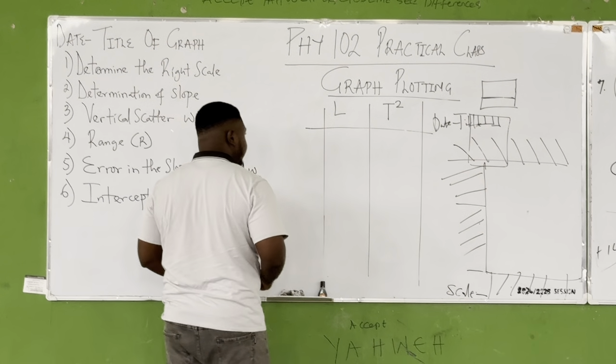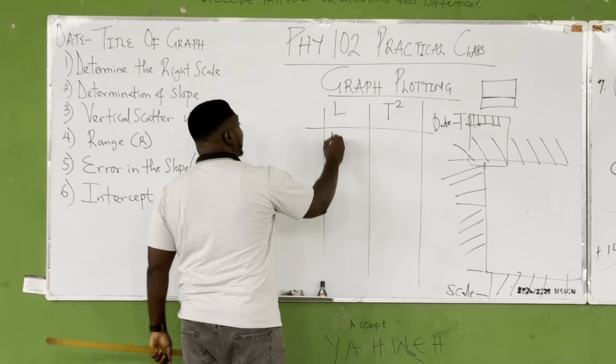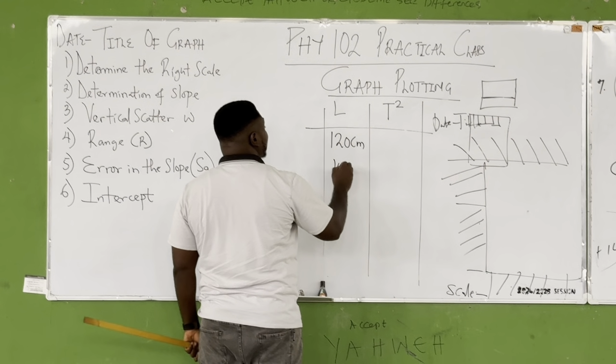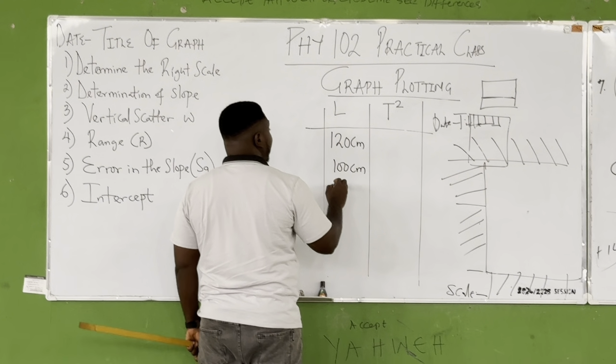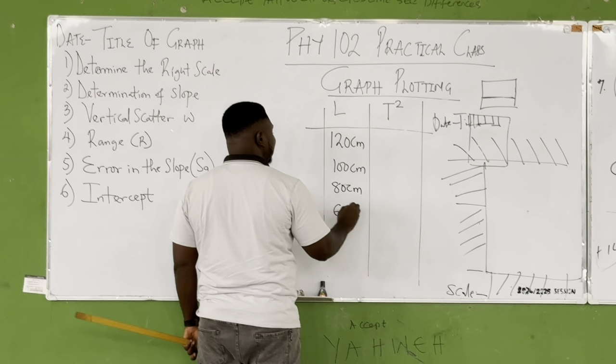Now, so let us say we have L as 120 centimeters, L as 100 centimeters, L as 80 centimeters, L as 60, and L as 40.